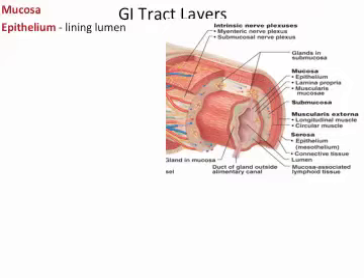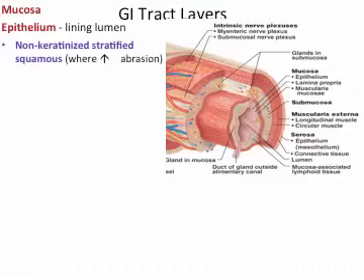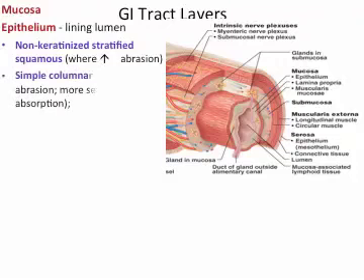So lining the lumen is an epithelium, and the specific histological type is a non-keratinized stratified squamous, where you have an increased probability for abrasion, like the oral cavity and the esophagus and the anal canal. All those parts of the GI tract see a lot of traffic, so to speak, and they have a tendency to be abraded, so you have a stratified squamous. So if the layers wear off, you still got layers beneath.